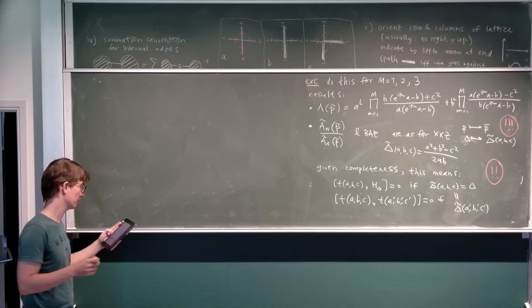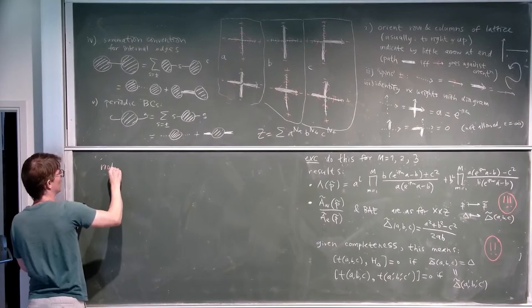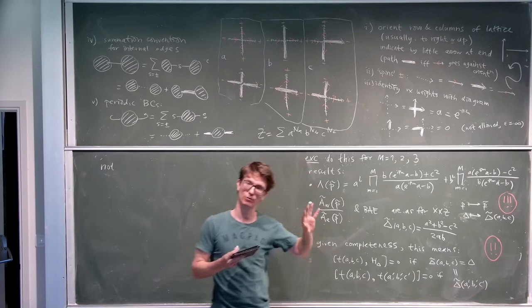Okay, so let me unwind a little bit further what this means. Here we have three vertex weights, A, B, and C, so three parameters. On the right-hand side, for the XXZ spin chain, we only have a single parameter, delta. So let's try to understand a bit better how these models are related.